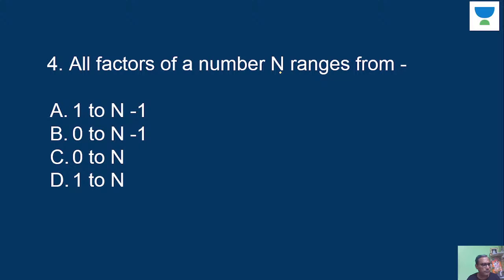You know that 1 is a factor of all numbers and n is also a factor of all numbers. N is a factor of itself, and 1 is a factor of that number n. That's why I shall go for this logic: 1 to n.